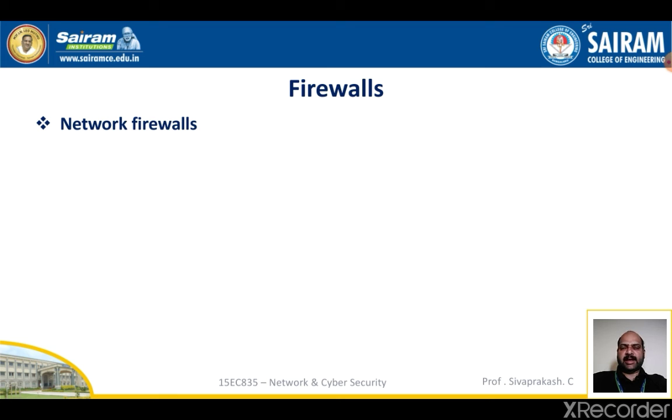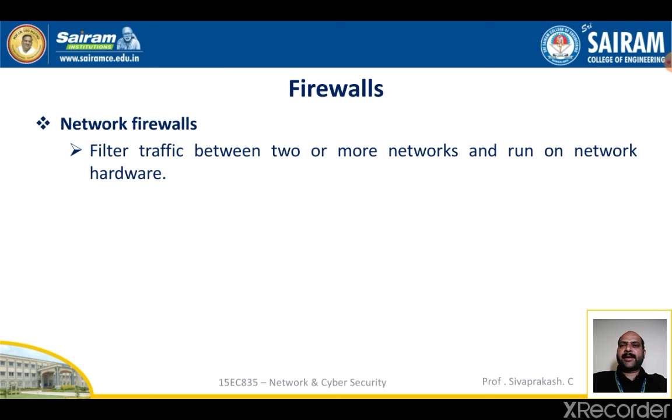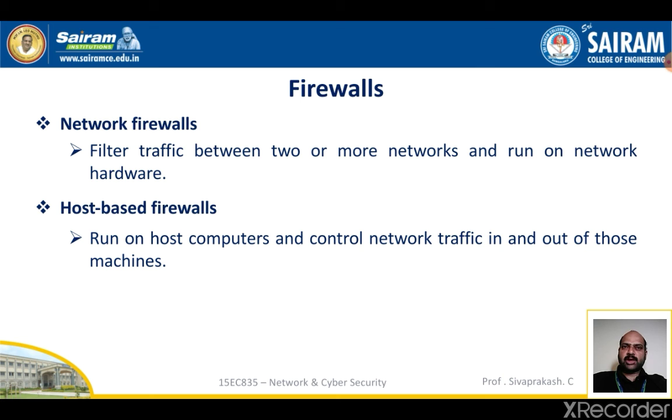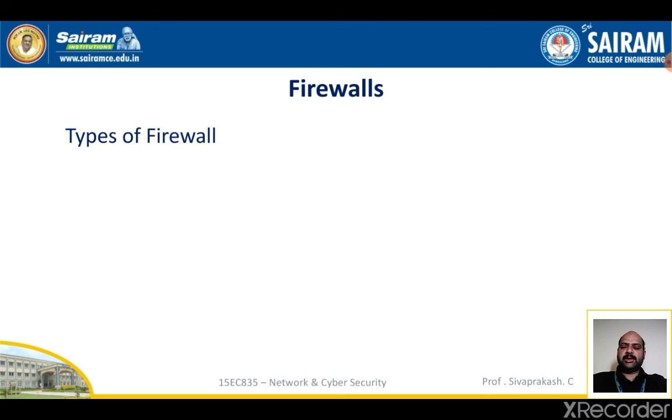Firewalls are often categorized as either network firewalls or host-based firewalls. What actually are network firewalls? Network firewalls filter traffic between two or more networks and run on network hardware. Host-based firewalls run on a host computer and control network traffic in and out of these machines. A host-based firewall determines which ports are open and closed, as well as which applications are allowed to communicate on or over the network. There are three basic types of firewalls.